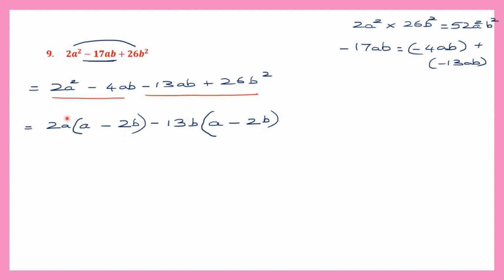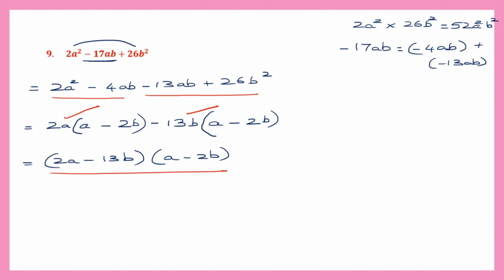Now let me take these two and write it first as the first factor. So that is 2a minus 13b. So 2a minus 13b, and the other one within brackets is a minus 2b. So these are my common factors. This is my answer.